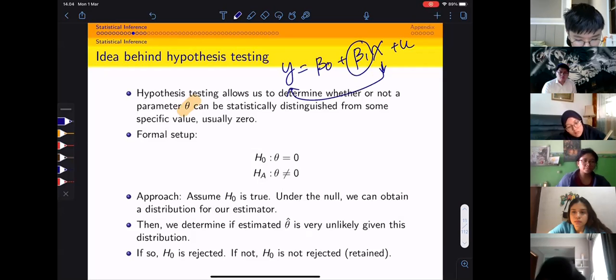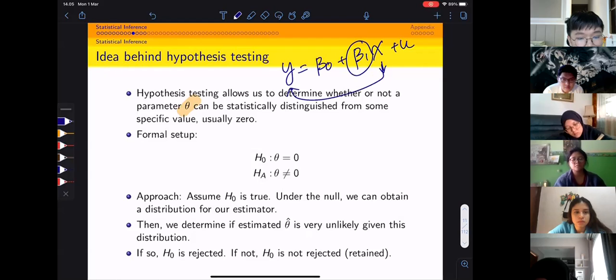And so x has a correlation or has an effect on y. However, if beta 1 is equal to 0, then x has no effect on y. So this is not going to be precisely 0, but the question is whether the value that we see from the estimate is really close to 0, or is actually very far away from 0. So that's going to be the question that we're going to ask in the hypothesis testing.